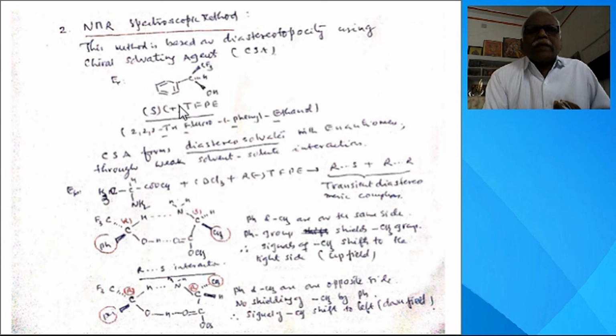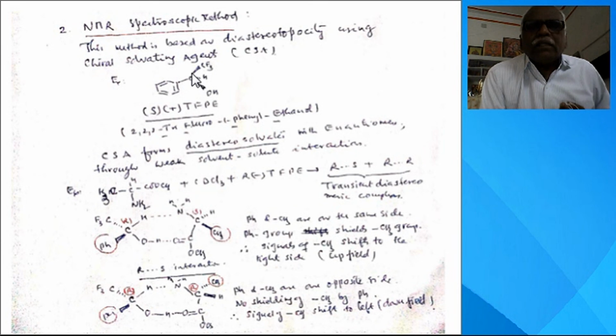Here this is a simple example having an asymmetric carbon. This is actually ethane with two carbons, ethanol. This is 2,2,2-trifluoro-1-phenylethanol. This is having the plus configuration. This is called TFPE, trifluorophenylethanol. This is having the S configuration. We are using this as the solvating agent.